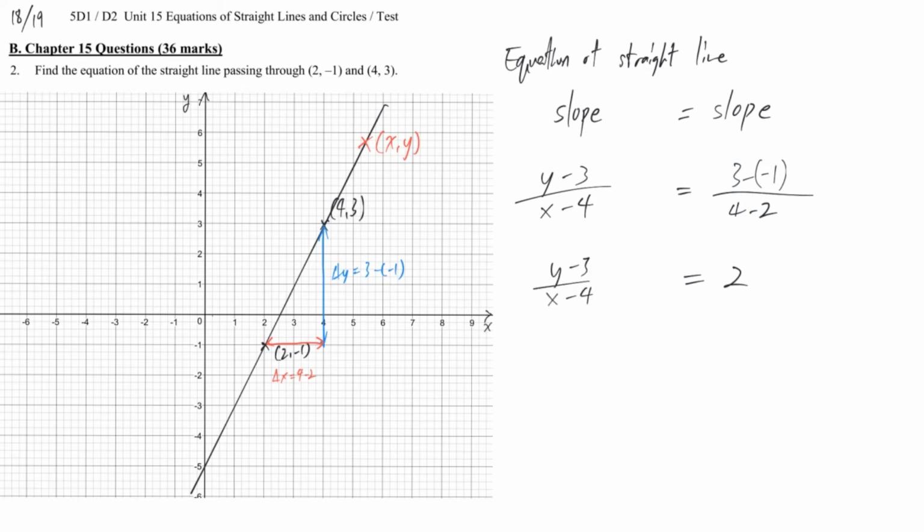So finally, we already finished most of the tasks. We just need to modify it. y minus 3 is equal to 2 times x minus 4. And that's why y is equal to 2x minus 5. I express the equation in terms of slope-intercept form.